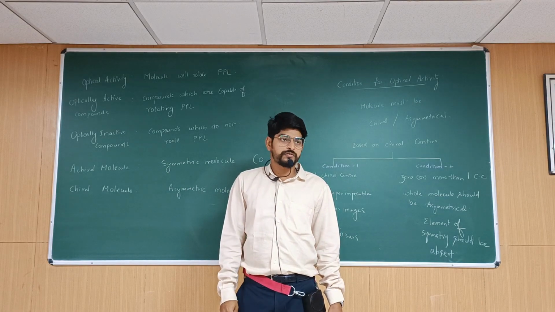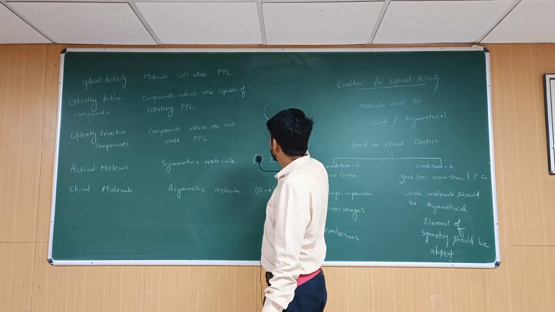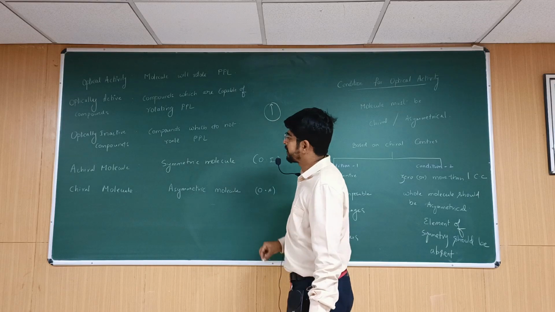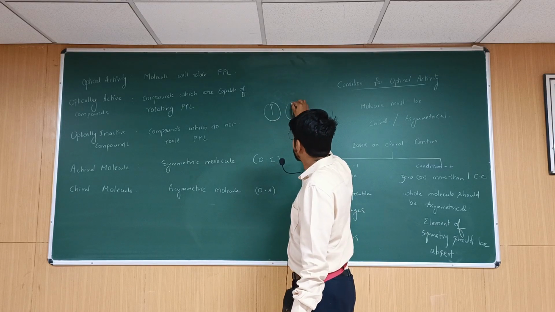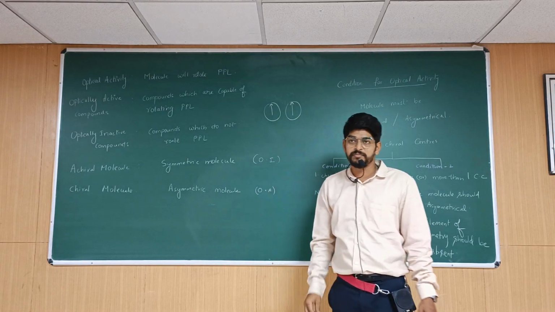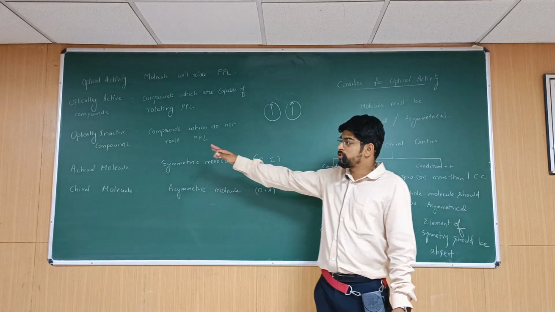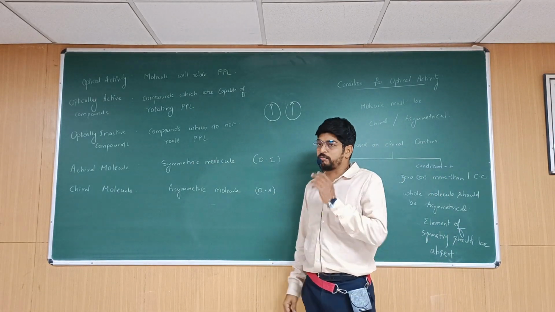What is an optically inactive compound? For an optically inactive compound, previously the direction of light is like this. At the end, after passing through the compound, the direction of the light is also the same. There is no angle of rotation. So then the compound is an optically inactive compound.